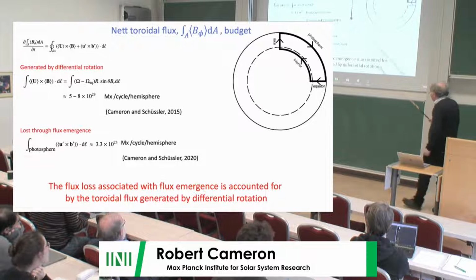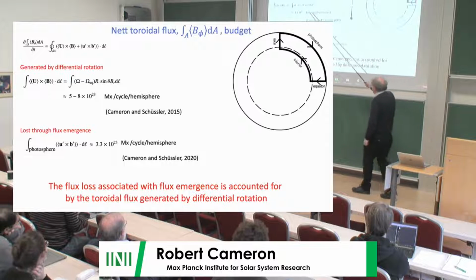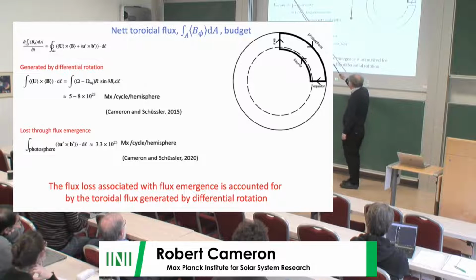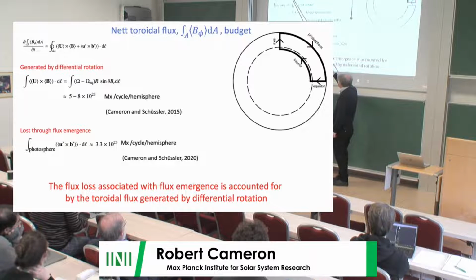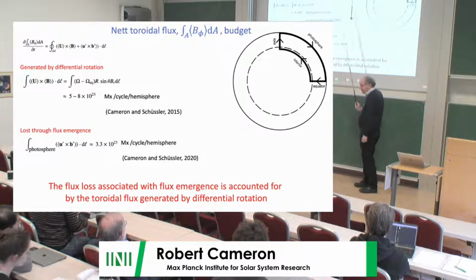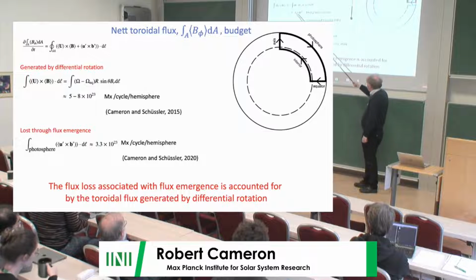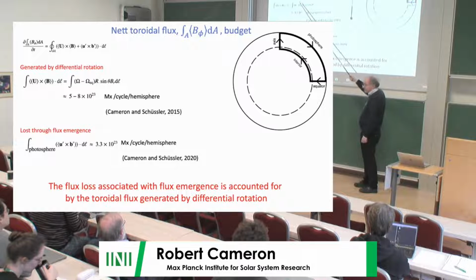The conclusions of my next part: we're going to have the flux generated by the differential rotation, and this will be the contribution coming from the axisymmetric U and the axisymmetric B. I'll show you the observations imply it's about 5 to 8 times 10 to the 23 Maxwells per cycle per hemisphere generated. And this is the omega effect.